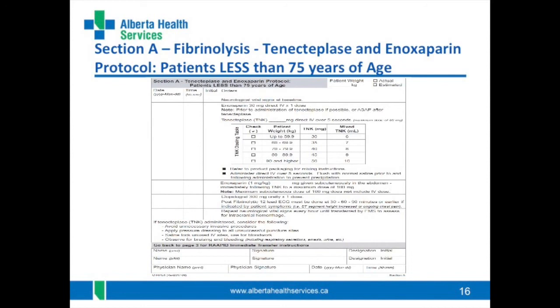And then refer to the table, which walks you through how to do that accordingly. After that, we want you to administer enoxaparin subcutaneously at 1 milligram per kilogram sub-Q, to a maximum dose of 100 milligrams. Then we go on to our antiplatelet strategy, which is a bolus of clopidogrel, 300 milligrams orally.